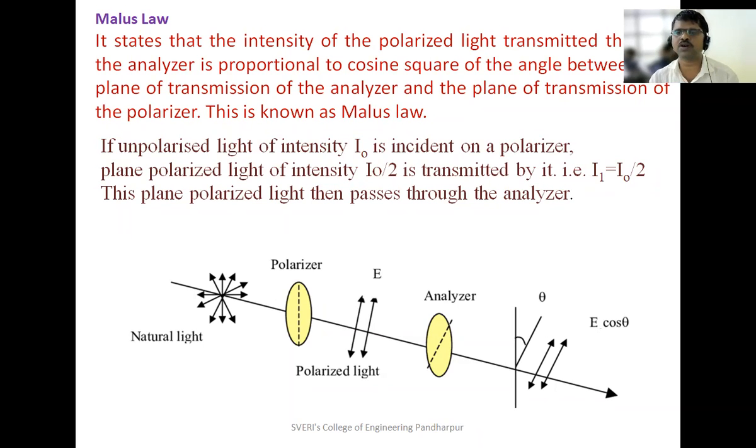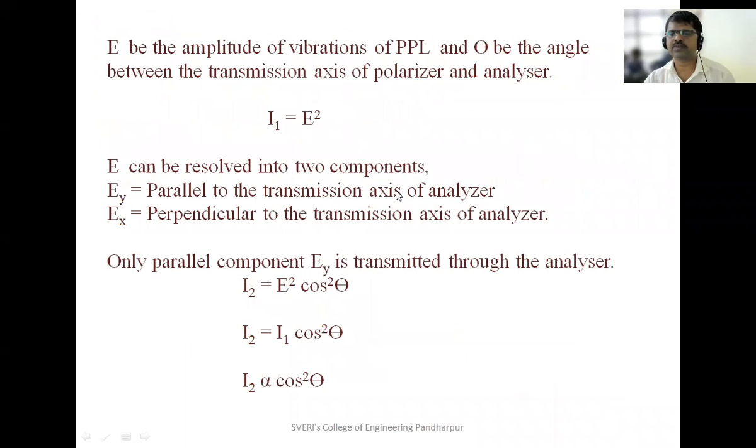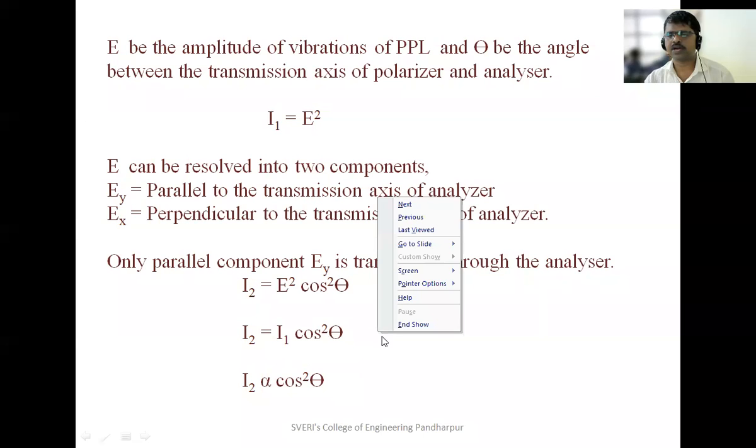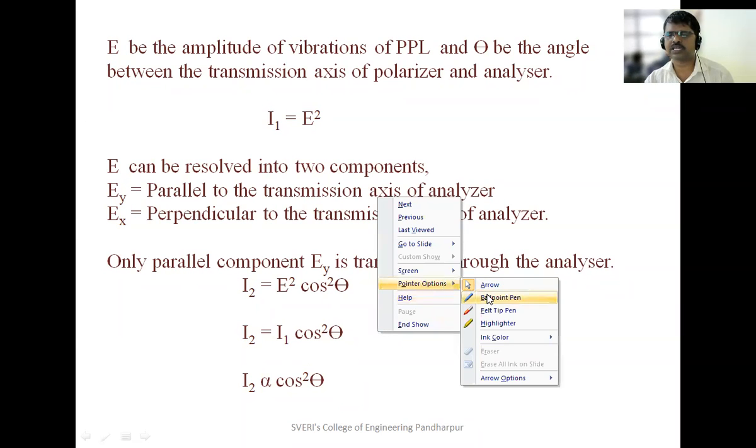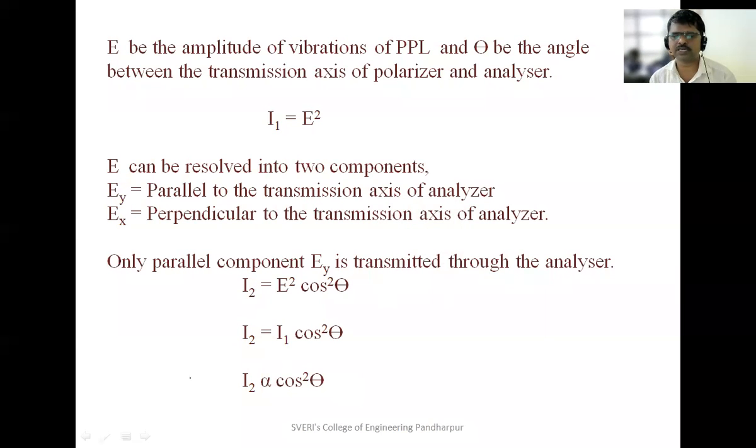Means I2 is equal to what? What is the equation? I2 is equal to I1 into cos square theta. I2 is proportional to cos square theta. This is the Malus's law. This is the statement of Malus's law. Then after that, double refraction.